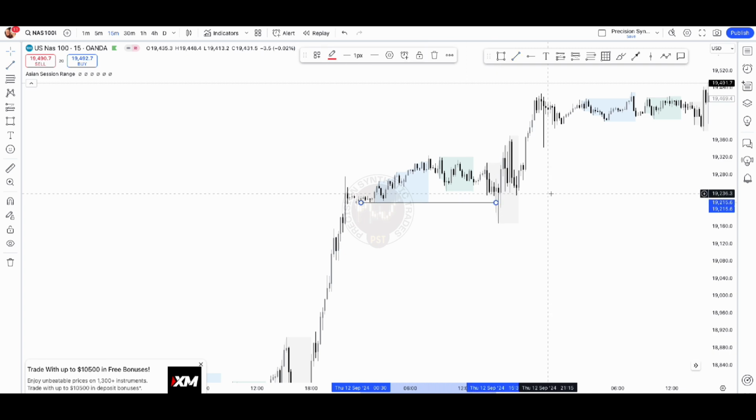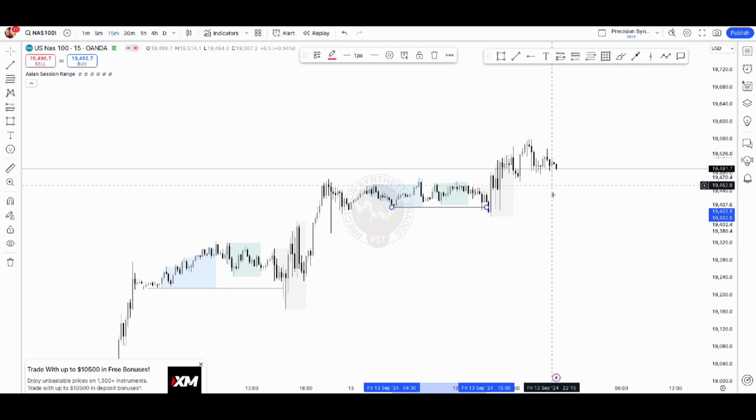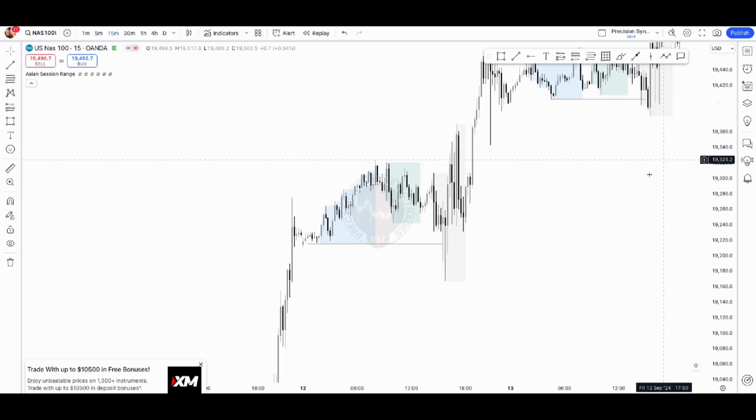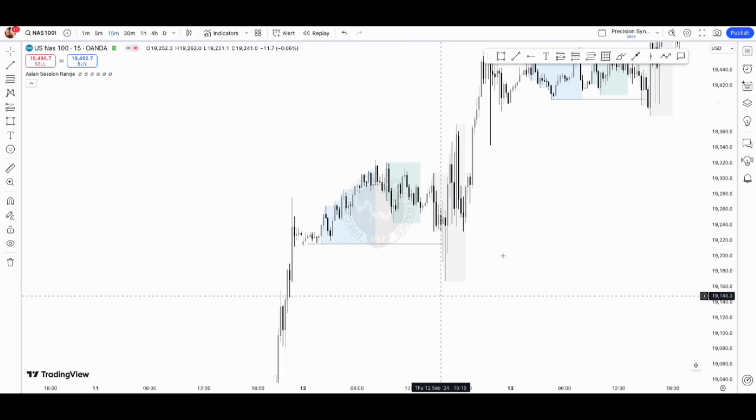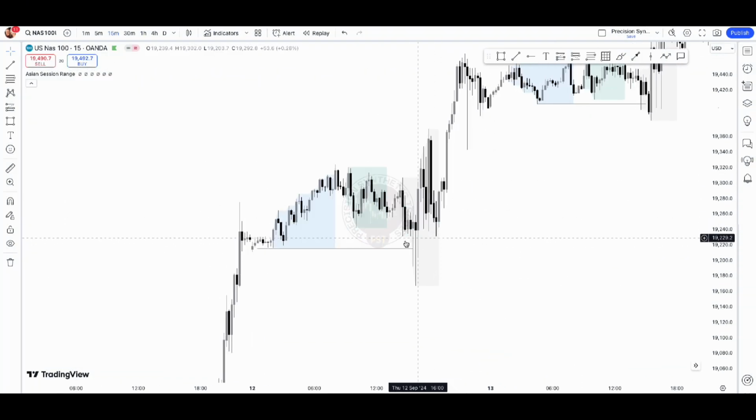Asian lows to be taken out in the New York session, big up move. Asian lows to be taken out, big up move in the New York session. So let's actually go down to the lower time frames and see where we could have found our entries. Let's go down to the 1 minute.